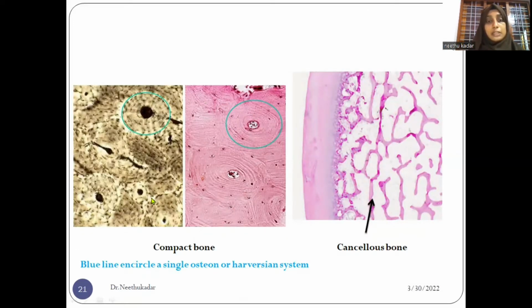This is a histological image of the compact bone. The blue circles denote a single Haversian system or osteon. The osteon is the basic metabolic unit of a mature bone. Here, this is the cancellous bone, which is formed by plates or spicules of trabeculae. In between are the marrow spaces. If the marrow space is larger, it is called the marrow cavity or medullary cavity, which contains bone marrow.